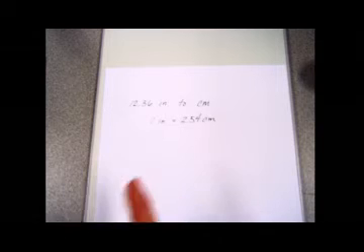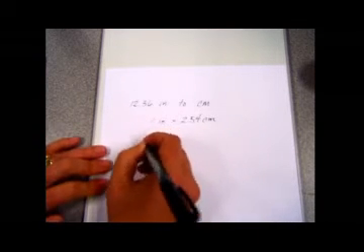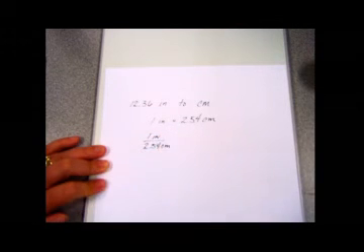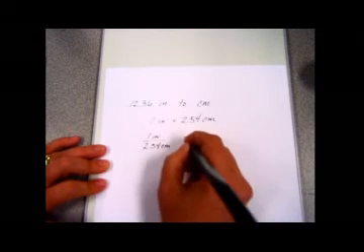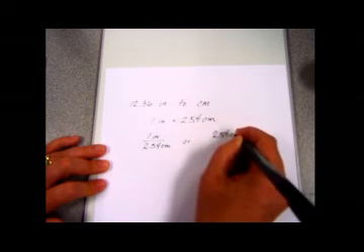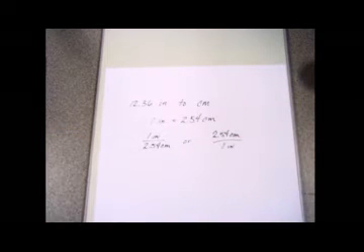So I can write this a couple of different ways. I can write this as 1 inch over 2.54 centimeters. That's still a 1. All I'm doing is changing my units. Or I can have 2.54 centimeters over 1 inch. Again, that's still a 1. I'm just changing units.